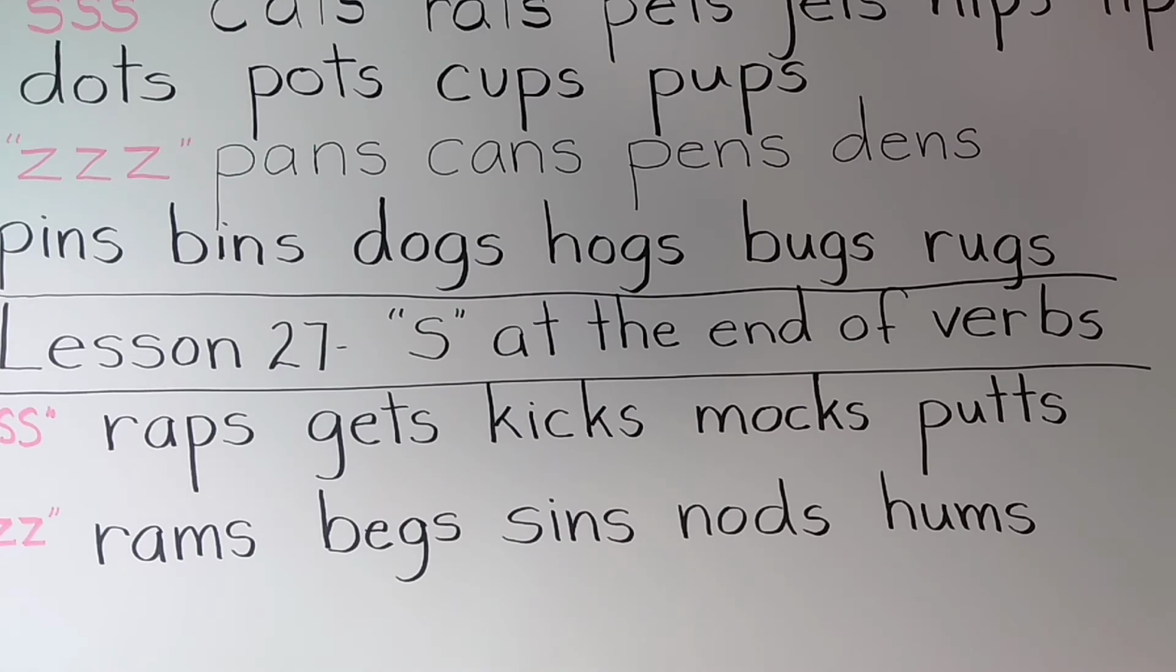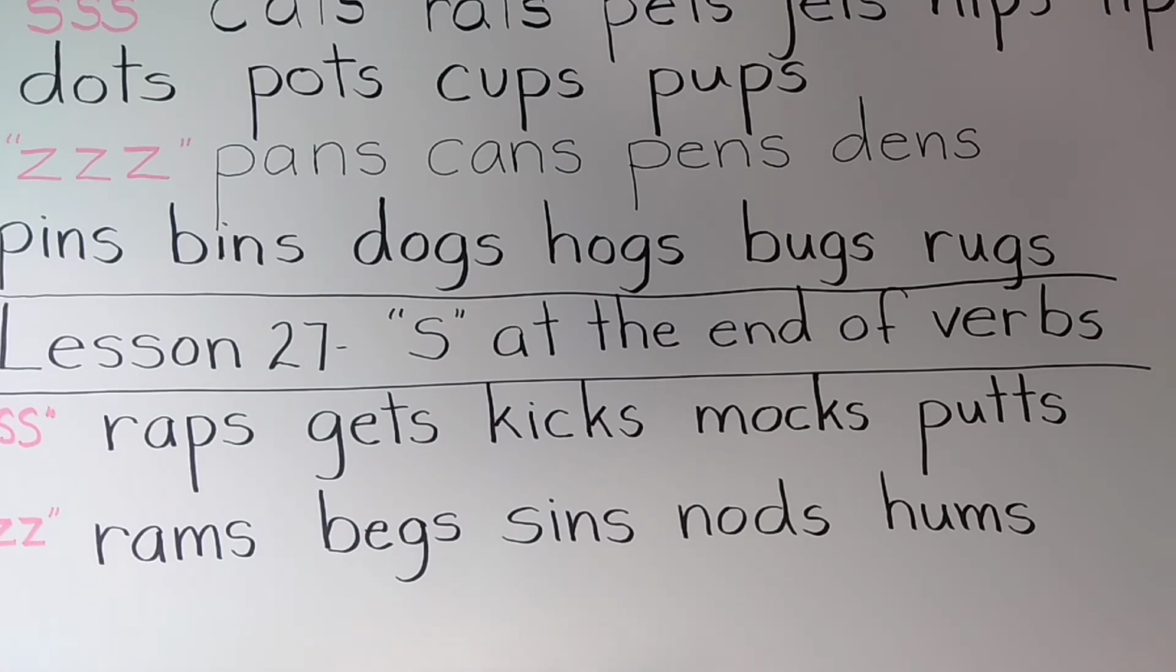But if the subject is plural, then you don't use an S on the verb. So instead of Bill swims, if it's Bill and Bob, they swim. No S. So we swim, no S. They swim, no S. The girls swim, no S. Because the subject is plural.